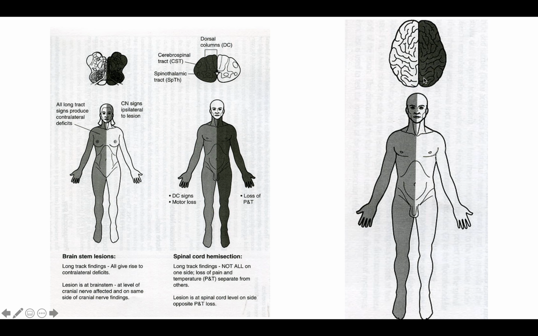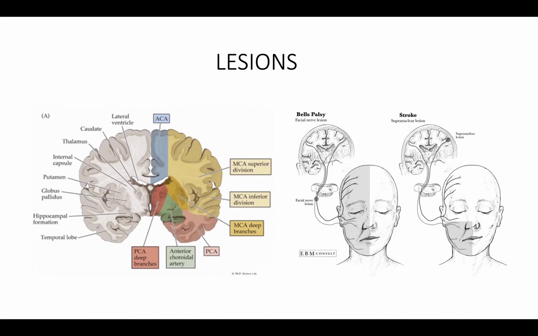And if it's in the cerebrum, it's all going to be on the opposite side. So he'll have like a left cerebrum injury, but the right side of his face and the right side of his body, all of it's going to be affected on the opposite of the lesion. And I think, well, this leads us into lesions, and I'll go ahead and make this into a separate video.